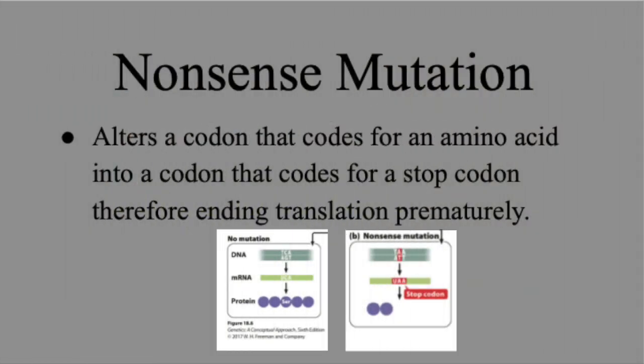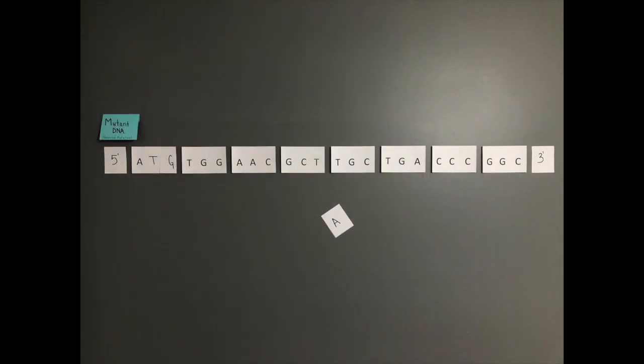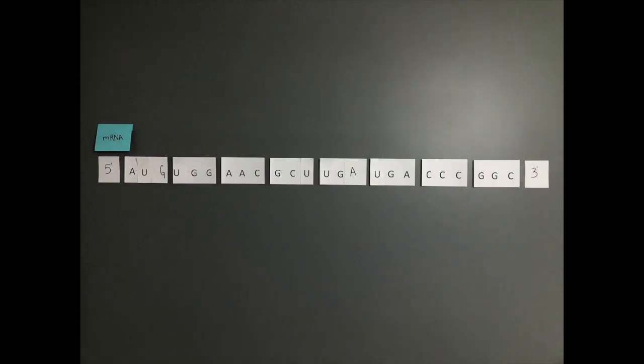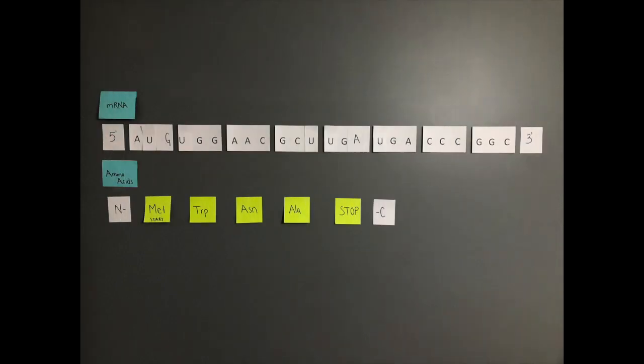A nonsense mutation alters a codon that codes for an amino acid into a codon that codes for a stop codon, therefore ending translation prematurely. In our DNA, we see a point mutation in what will be the fifth codon. This transversion substitutes cytosine for adenine. Once transcribed, the resulting codon will be UGA, which is a stop codon, and will end translation, making the amino acid sequence short by one amino acid in this case.